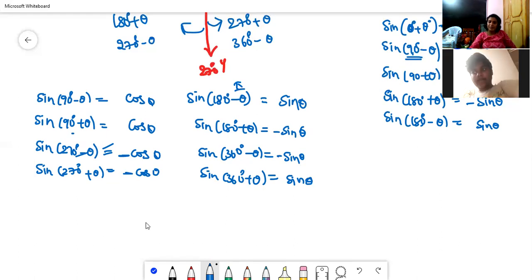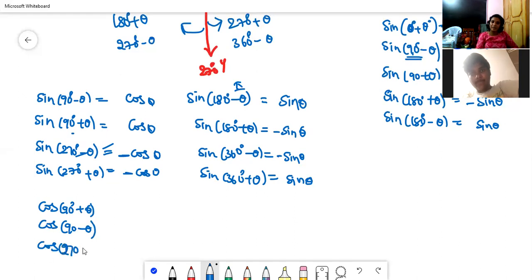Similarly, cos. Cos of 90 plus theta. Cos of 90 minus theta. Cos of 270 plus theta. Cos of 270 minus theta. If 270 or 90 will come, then cos becomes sine, sine becomes cos, tan becomes cot, sec becomes cosec, cosec becomes sec.